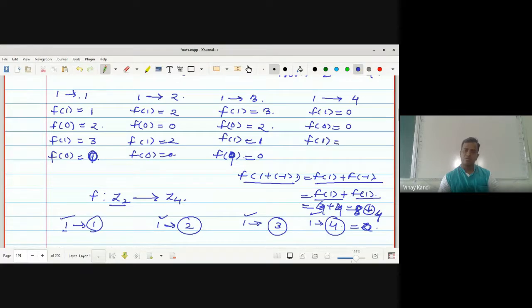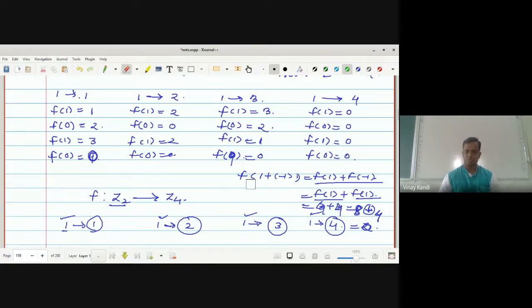3 is equal to 1. 4 plus 4 plus 4 is 12. 12 addition modulo 4 is again 0. And f of 4 is equal to 0. 4 plus 4 plus 4 plus 4 is 16, addition modulo 4 is 0.